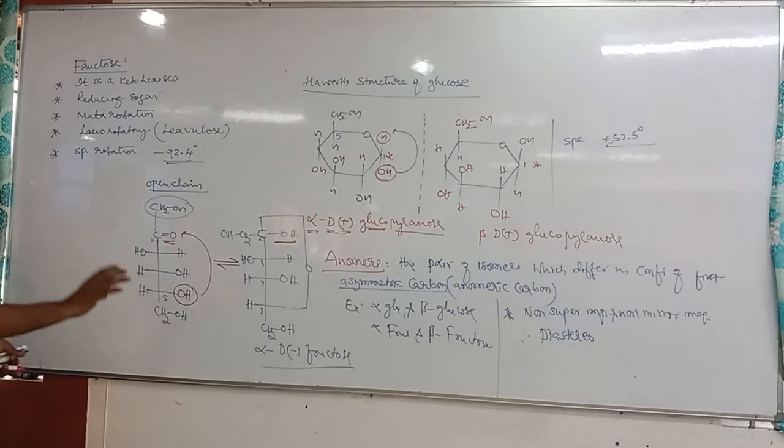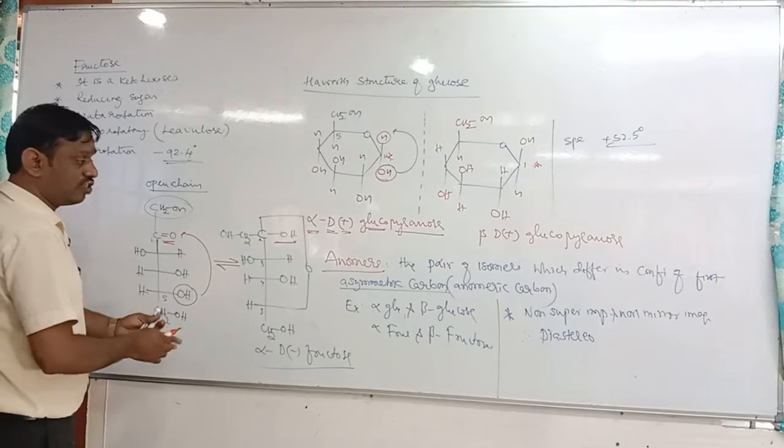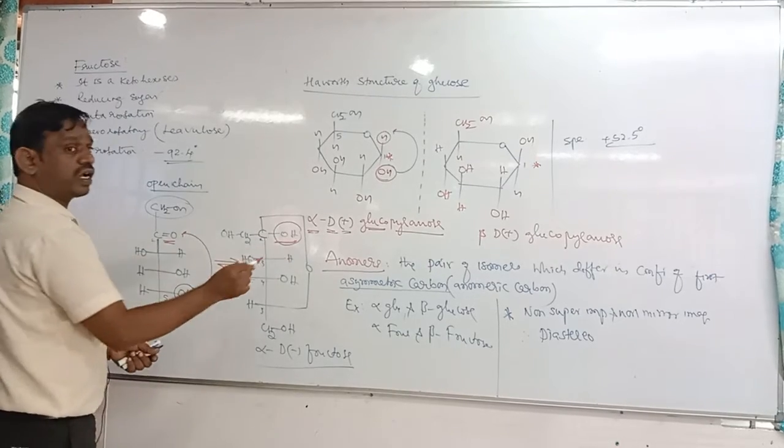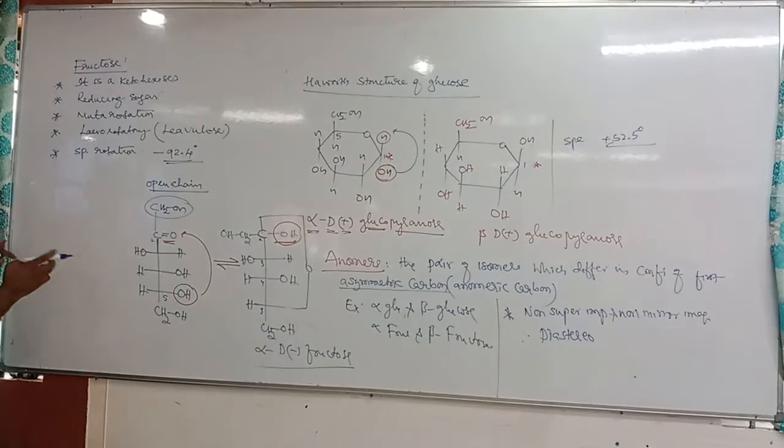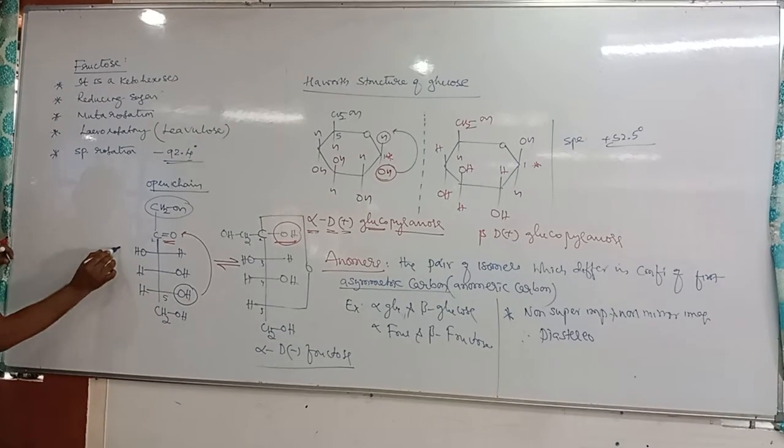Next is beta. Beta is exactly similar to alpha, but the only change is that on the anomeric carbon the OH group comes on the left side. Therefore, you can take the anomeric carbon OH.